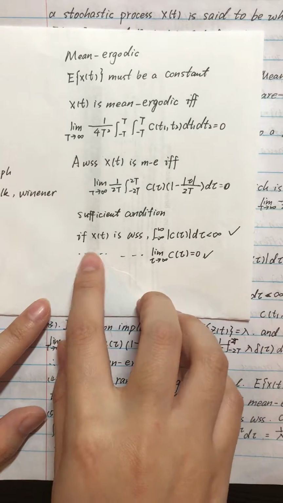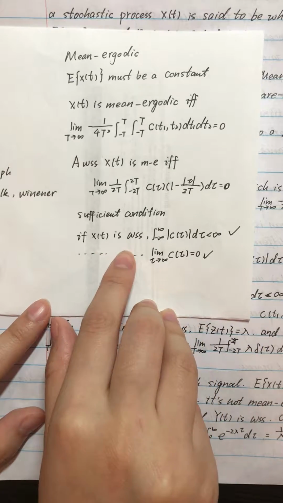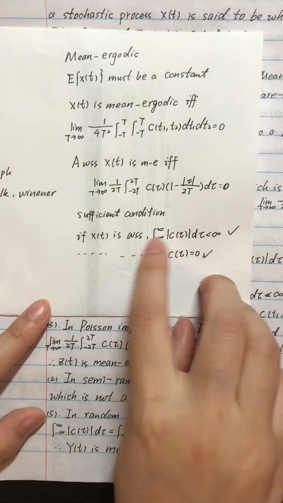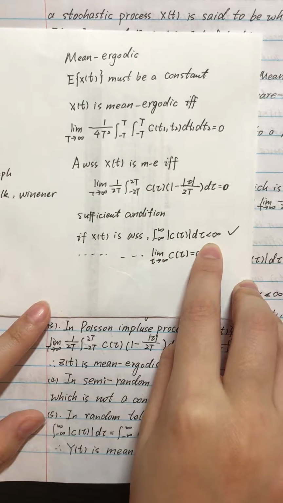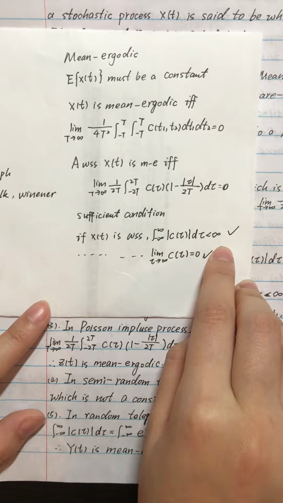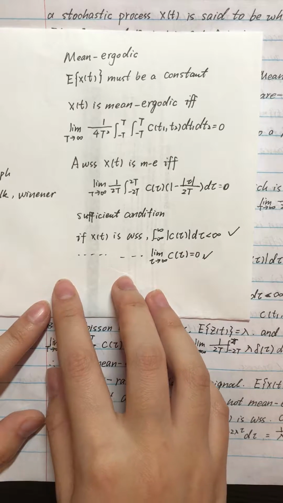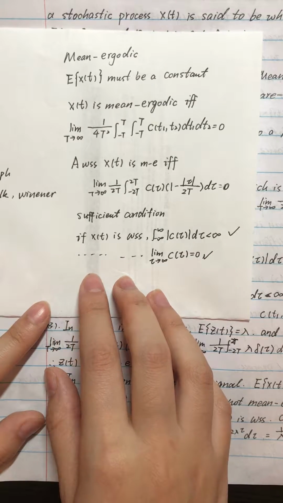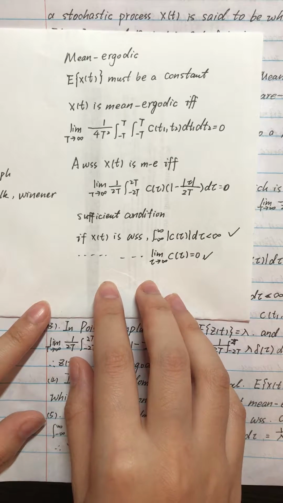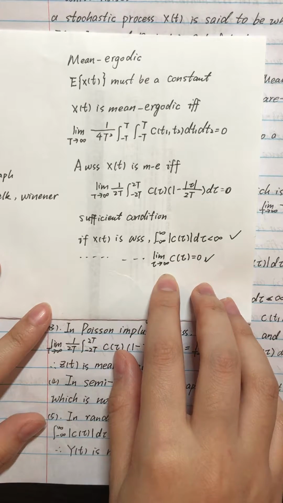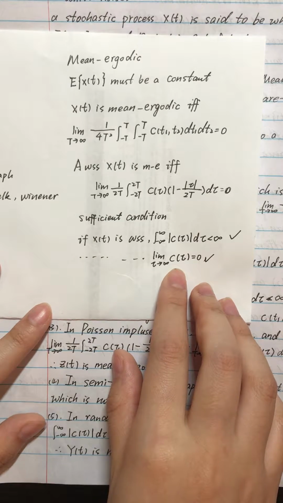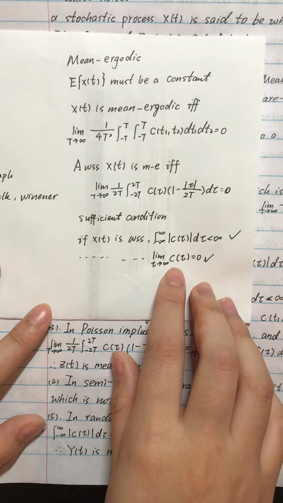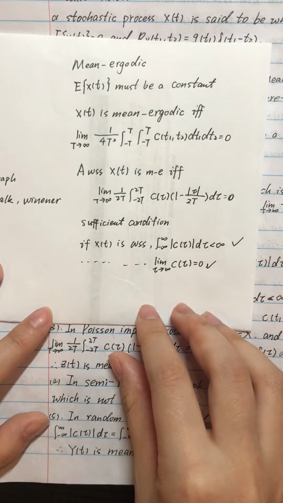We also have sufficient conditions to tell whether it is an ME process. If X(t) is WSS, we can use this formula to tell whether it is an ME process. And also if X(t) is WSS, and we see the limit of C(tau) as tau approaches infinity equals 0, then X(t) is an ME process, and that's all.